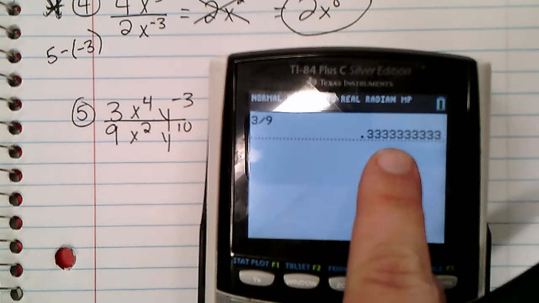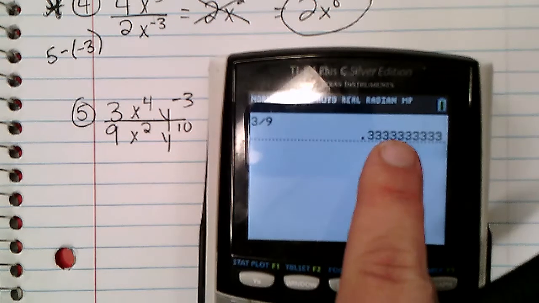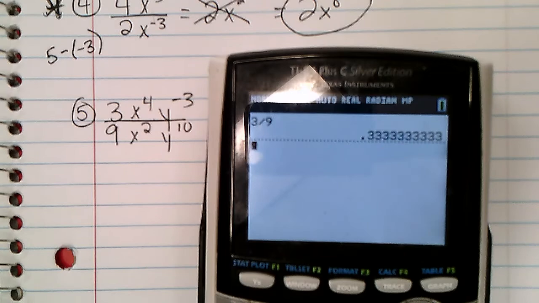Now, we should know what that fraction is right away. That's one of those decimals that you should automatically know what the fraction is. But if you don't, you have time to memorize that. So 3/9 is 1/3. 0.3 repeating is 1/3. Put that in your mind, file it away under important information, and remember it.